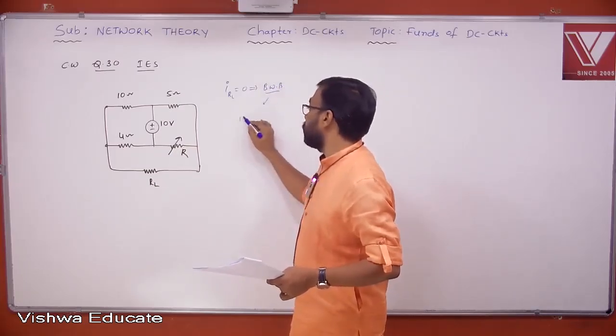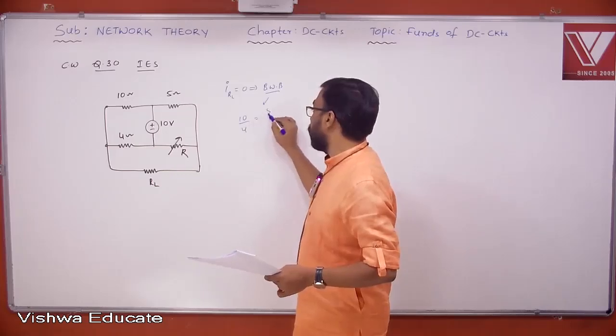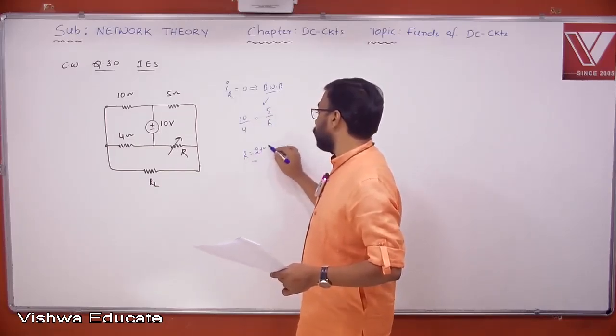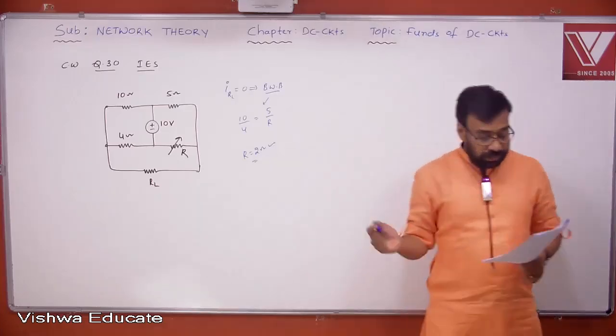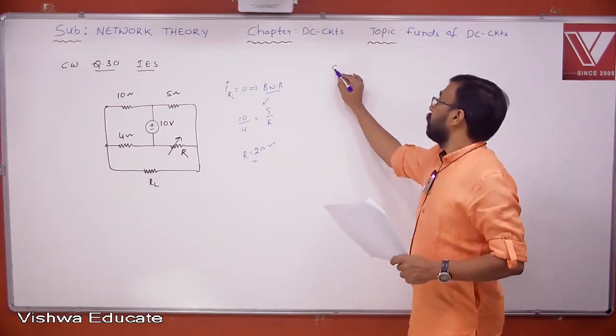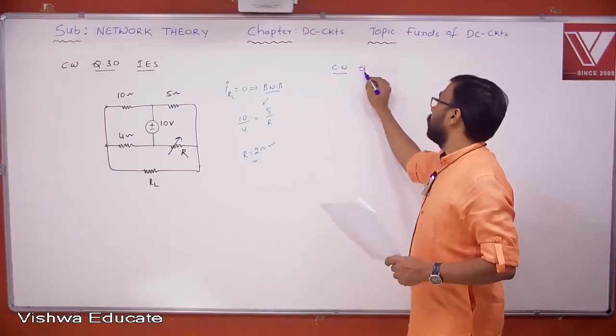For balanced Wheatstone bridge, 10 by 4 must be equal to 5 by R. Then R must be equal to 2 ohm. That's it. Simple. Note down. Question number 31.